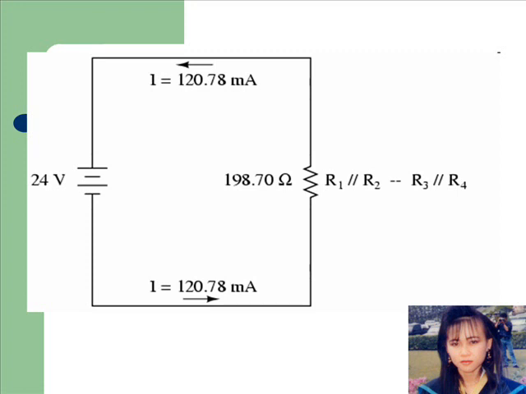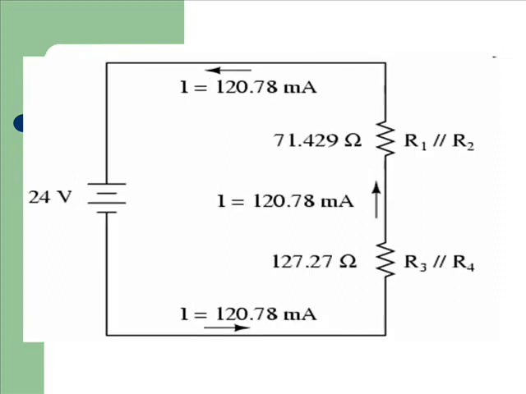Now we start to work backwards in our progression of circuit redrawings to the original configuration. The next step is to go to the circuit where R1//R2 and R3//R4 are in series.